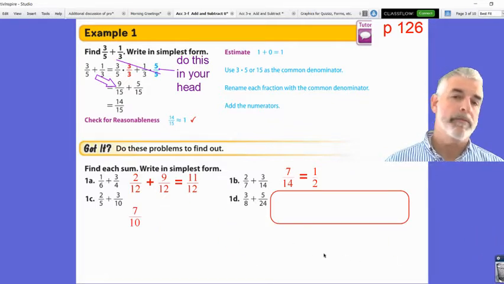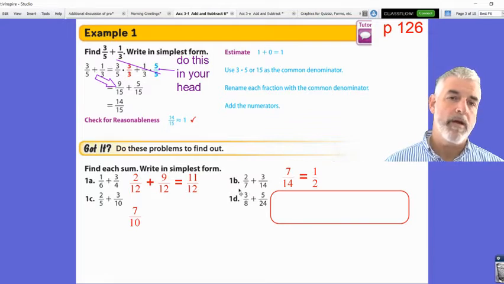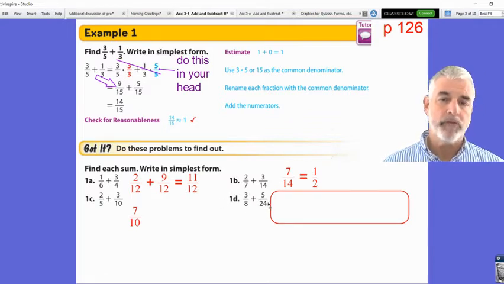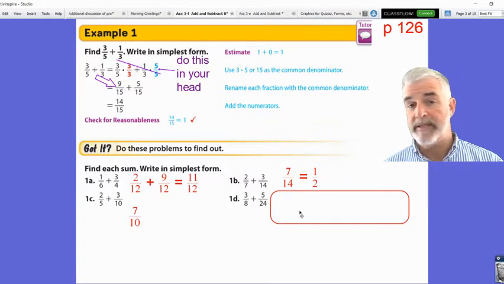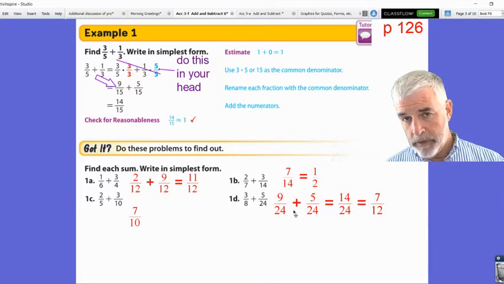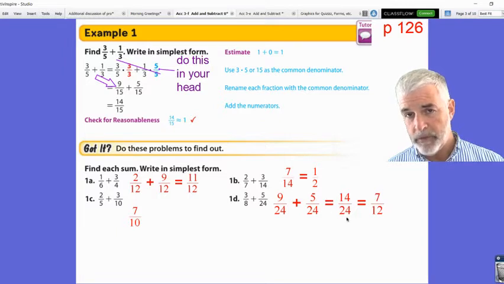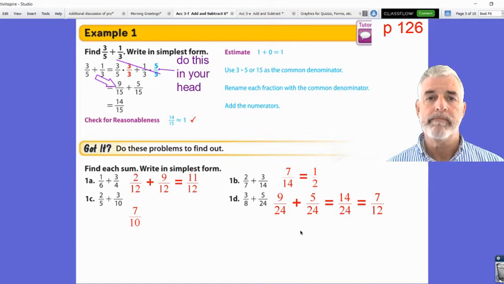And the last one here, 3/8 plus 5/24, and again, 8 and 24, the lowest common denominator there is 24, so you only have to convert the 8s. 3/8 is the same as 9/24. 9/24 plus 5/24, 14/24, which simplifies to 7/12.